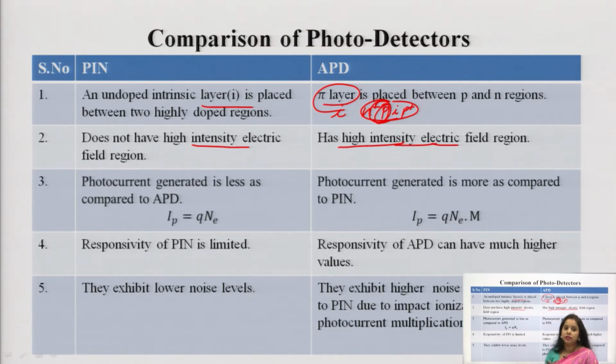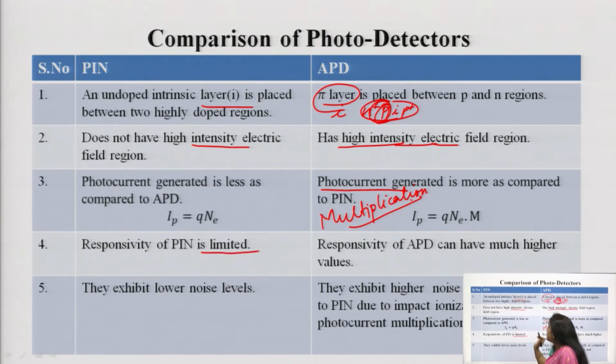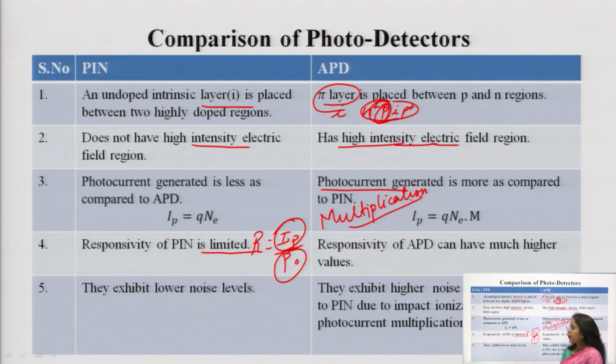If anybody asks you the reason behind the generation of less photocurrent in the PIN diode as compared to the APD, it is that more photocurrent is created in the APD due to the avalanche multiplication, which we studied in the previous lecture. Responsivity of the PIN is limited. Responsivity is one of the determining parameters of a photodetector, given by IP upon P naught, where IP is the photocurrent generated and P naught is the incident power. The responsivity of the APD can have much higher values.